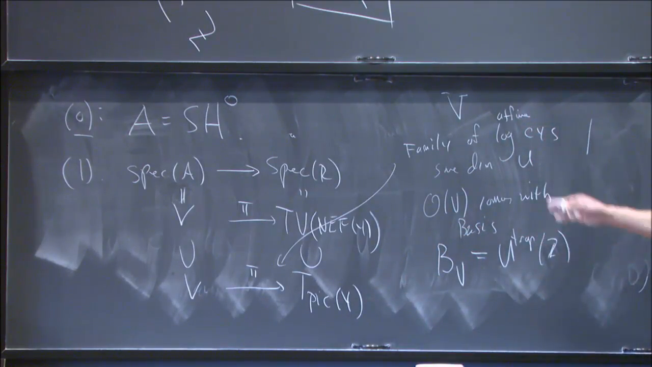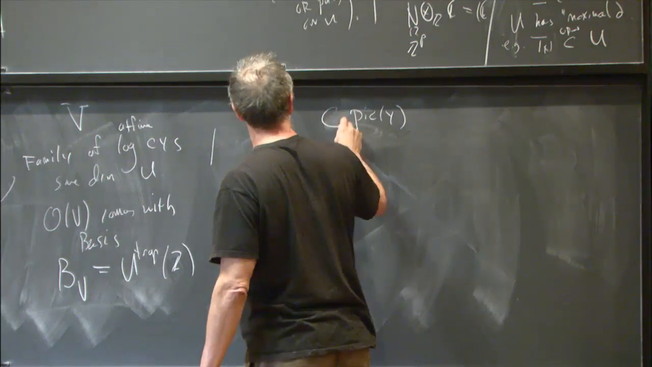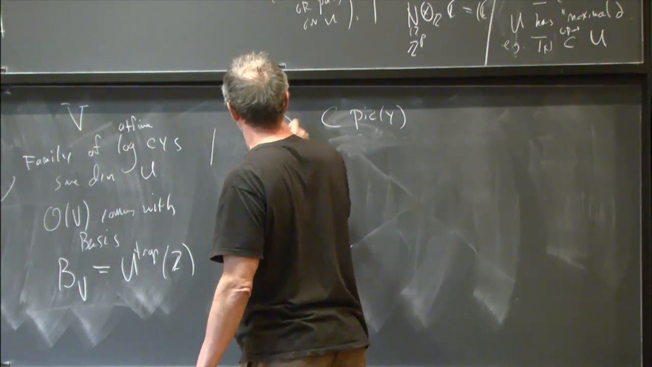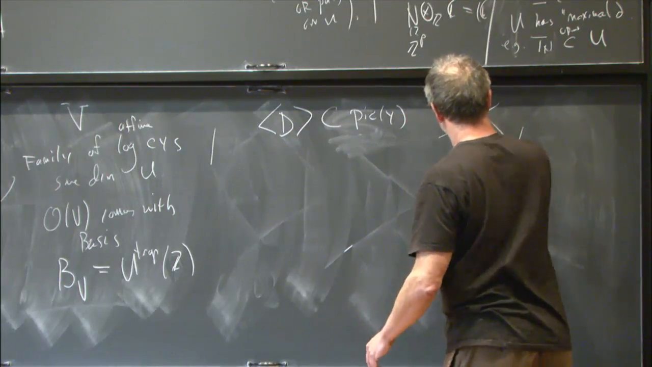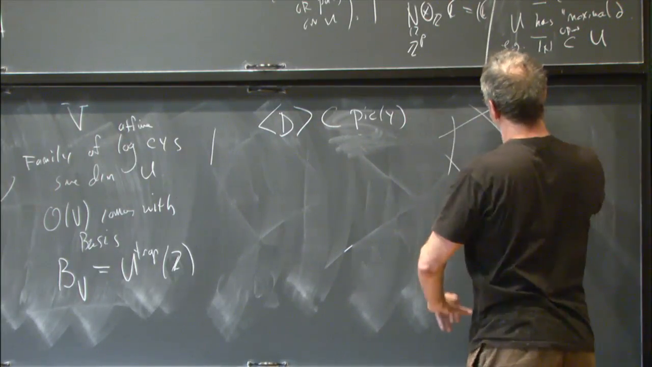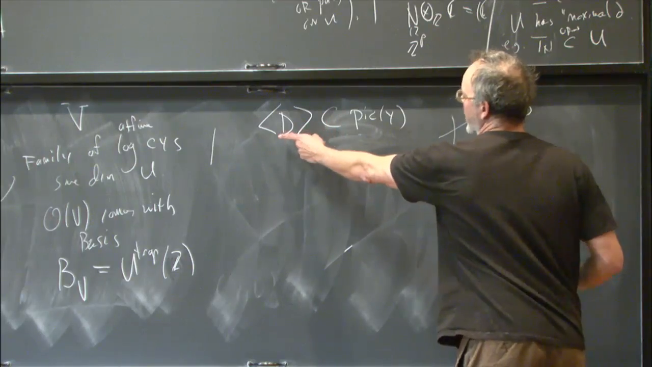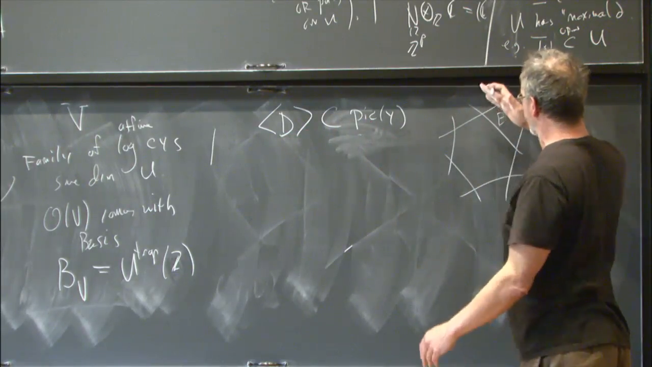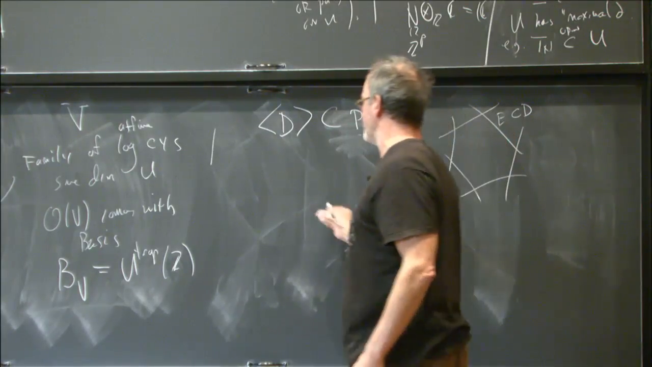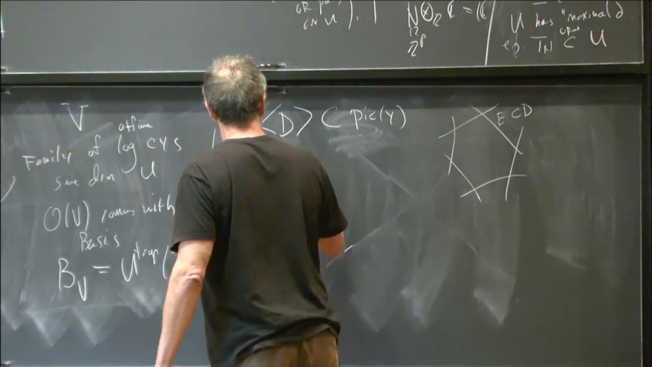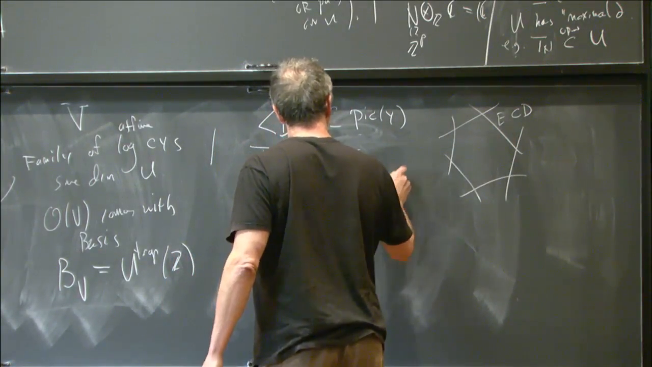It doesn't actually depend, in the following way. Inside the Picard group of Y, let's take the subgroup. I'll call it D. Here's the picture. I've got a bunch of boundary divisors, these components of D. I just take the subgroup of the Picard group generated by the classes of the boundary divisors. Okay, and call that T_D, T_D a subset of T_Pic Y.